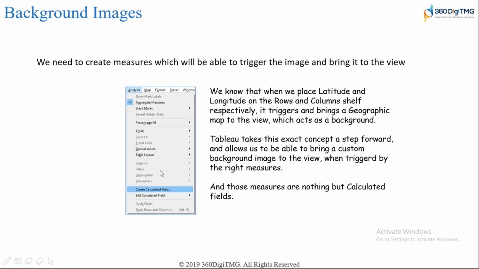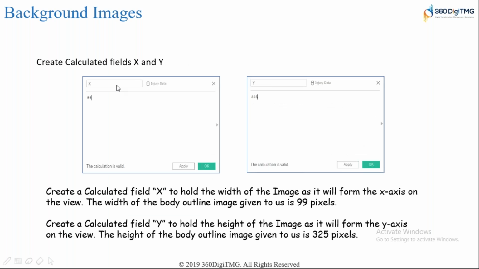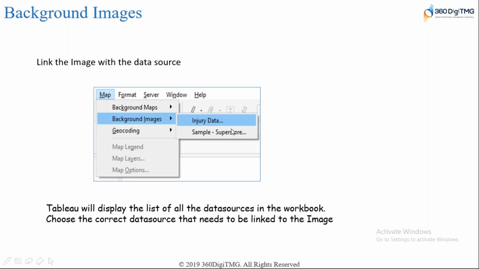On the analysis menu, you have to go and select the option to create a calculated field. You will need two calculated fields. One field which will hold the width of the image. The width of the body outline image given to you is 99 pixels, and height is 325. So you create the calculated fields X and Y, holding the width and the height of the image.